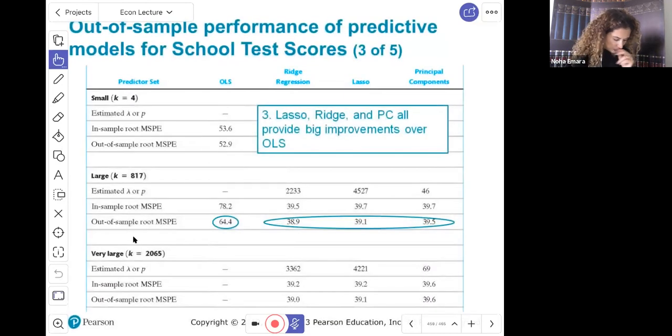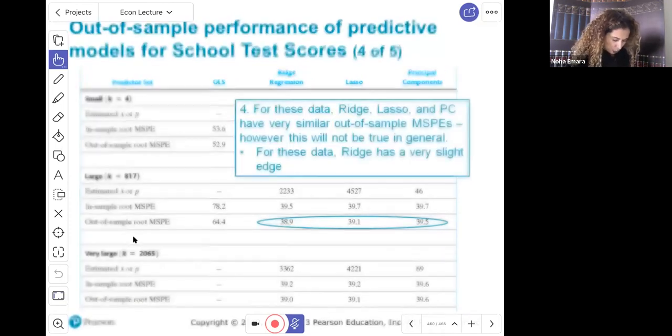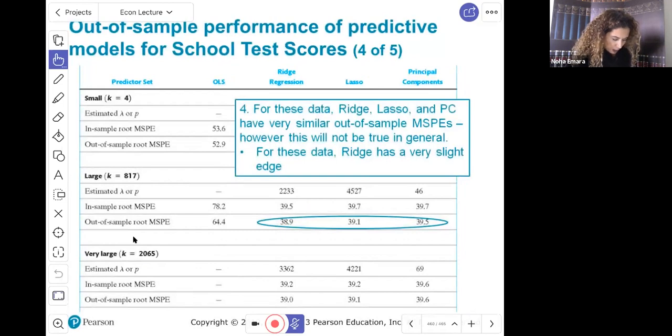Next, this is what I already mentioned. Those three have big improvements over OLS, nothing new. What else? Ridge has a very slight edge, because as you can see, it is the smallest, 38.9 versus 39.1. Really, in practice, I don't see a huge difference. It would be up to the author's preference.